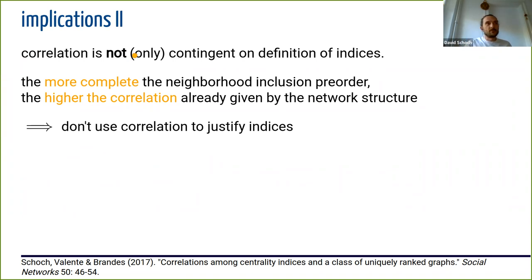We actually came up with a network generator where you can throw in two centrality indices and get out a network where they are super highly correlated or super not correlated, so negatively correlated. No matter how close you think two indices are, you can always build a network where they are very little correlated. So using correlation to justify one index over another is very dangerous because it can go both ways.